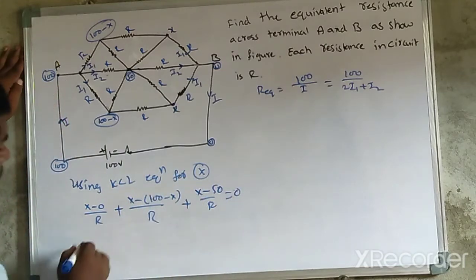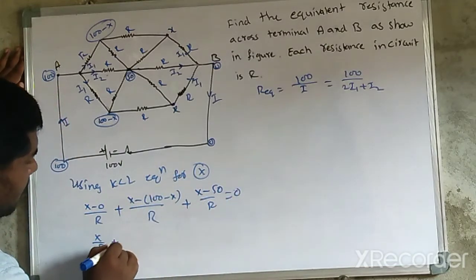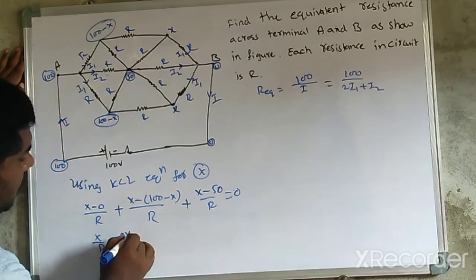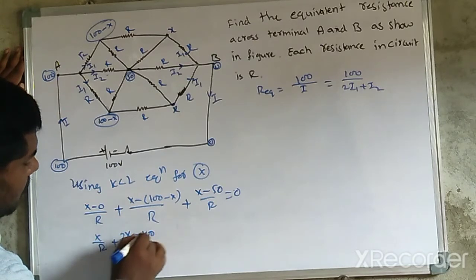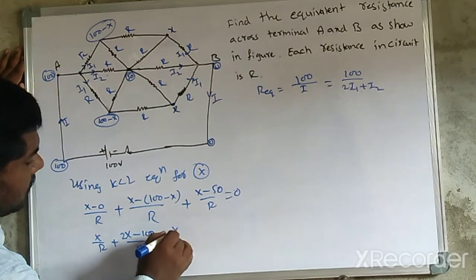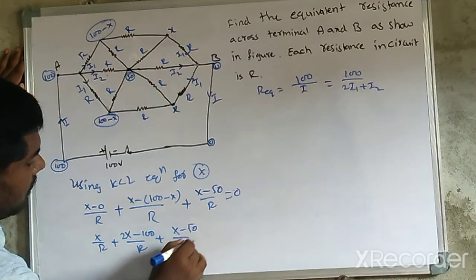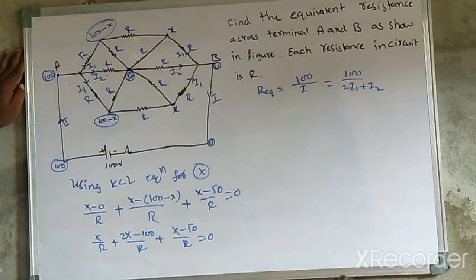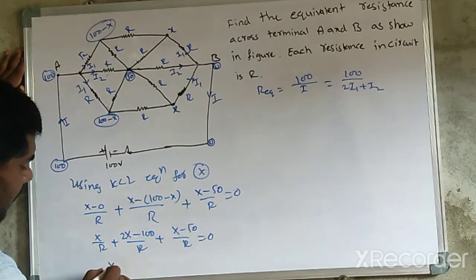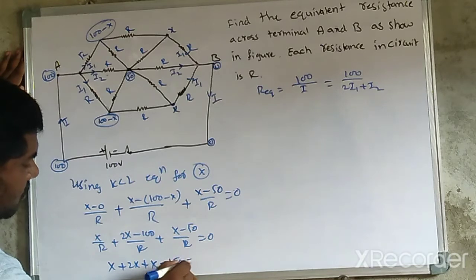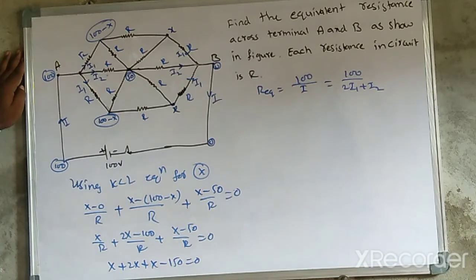So from this, x by R plus 2x minus 100 by R plus x minus 50 divided by R should be equal to 0. Take out LCM R, and 0 into R is nothing but 0. So finally x plus 2x plus x, so minus 150 is equal to 0.